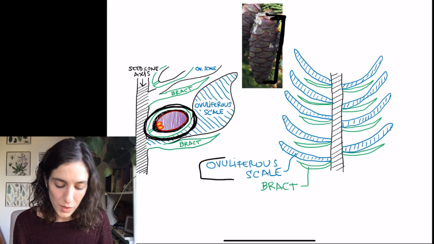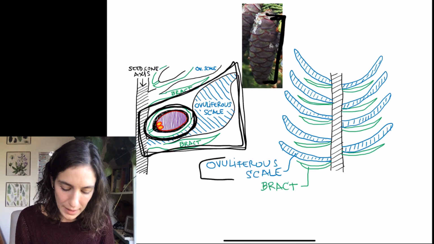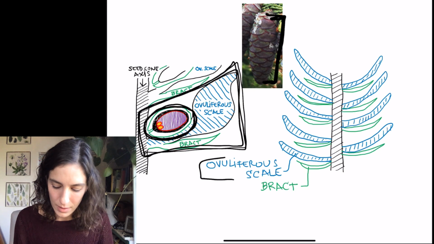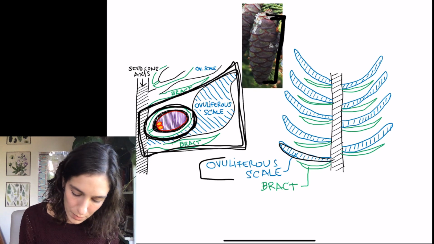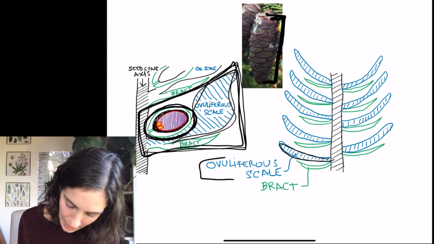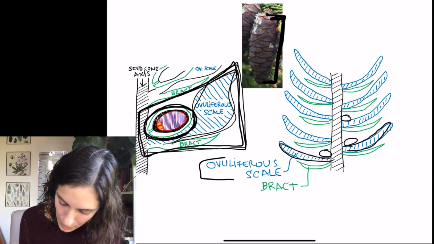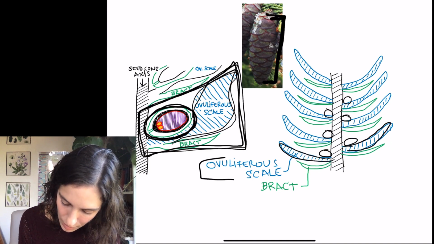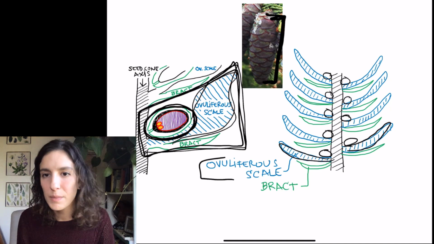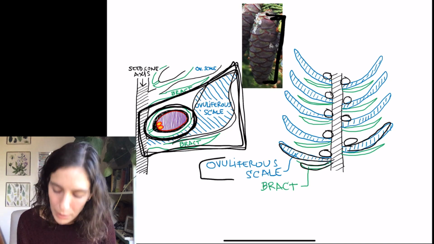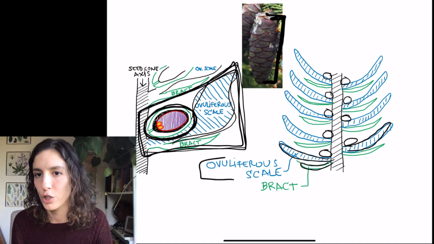And so this is sort of one unit of a cone right here. And we have this unit repeating over and over again. And so we have this ovuliferous scale, that is this part. And then we would have an ovule. Ovuliferous scale, and an ovule. So subtending each sort of set of ovules would be an ovuliferous scale. And then subtending that, there's this other sort of structure called a bract. A bract is just a modified leaf associated with a reproductive structure.